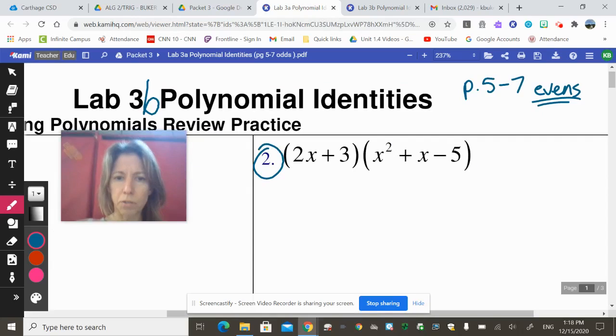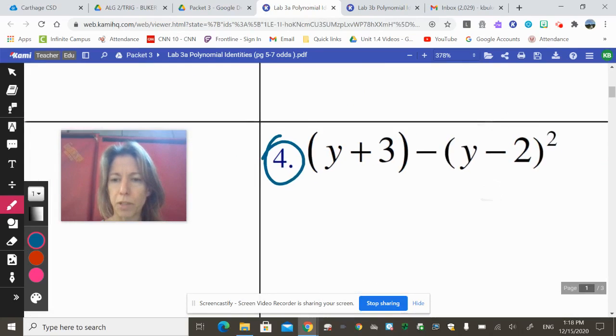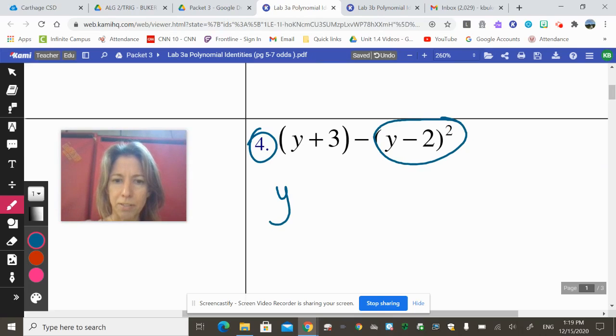So number 2 is going to be homework. Number 4, I'm going to do with you just because a lot of people mess this up. Basically, we have subtraction and exponents here, so we have to do the exponent piece first, and then we're going to have to subtract that whole product. So the y plus 3, this first binomial, doesn't even have to be in parentheses since there's nothing outside to distribute. There's nothing to multiply on either side. So the parentheses are not necessary.